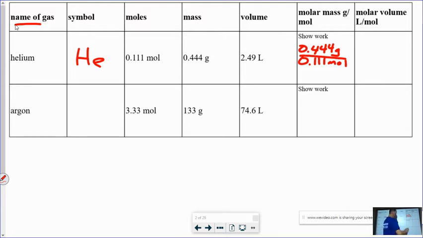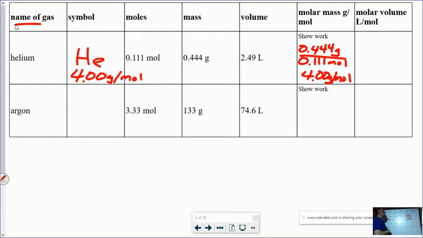And if we do that math with the correct sig figs, we get 4.00 grams per mole. And if you find helium on the periodic table, that is exactly the molar mass of helium. So just showing us that we can find the molar mass that way.